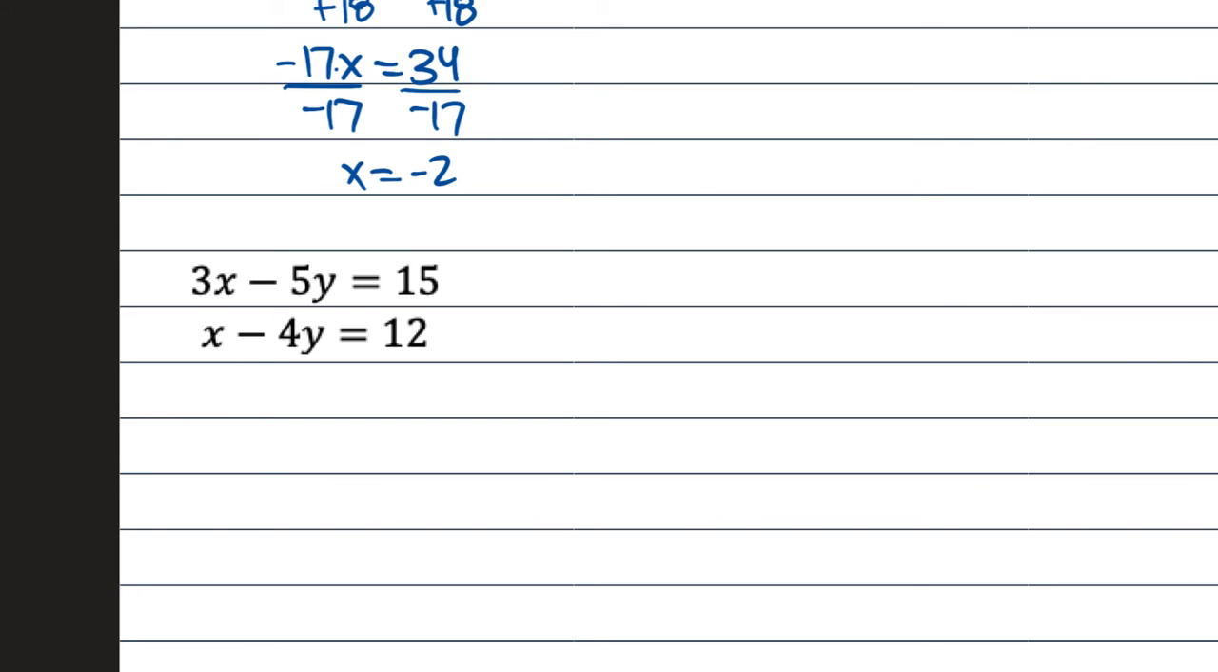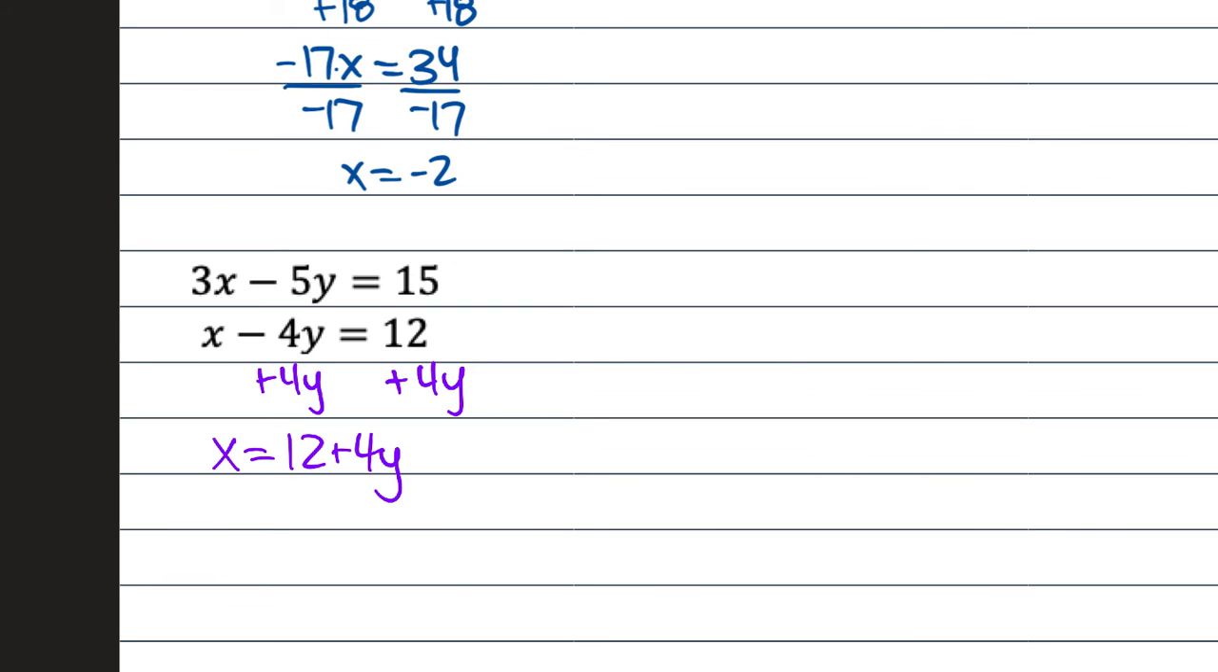So if I look at the bottom equation, I don't see a number in front of the x, which means if I solve for x, I'm not going to have to divide. No dividing means all of my numbers are going to be whole numbers, and that makes me happy. So if I'm trying to solve for x, I need to move that minus 4y to the other side. So I need to do the inverse and add 4y. And so that gives us x equals 12 plus 4y.